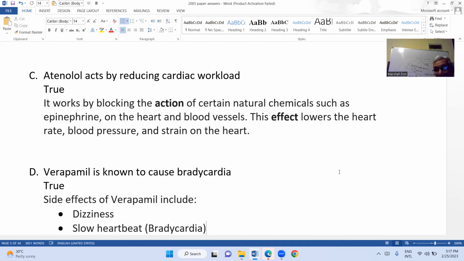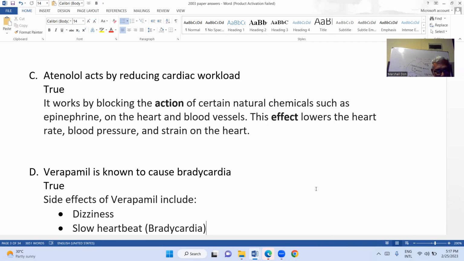Cardiac stimulation is by epinephrine and norepinephrine. The same thing is called adrenaline and noradrenaline. In the USA, it is called epinephrine and norepinephrine. In Britain, it is adrenaline and noradrenaline.